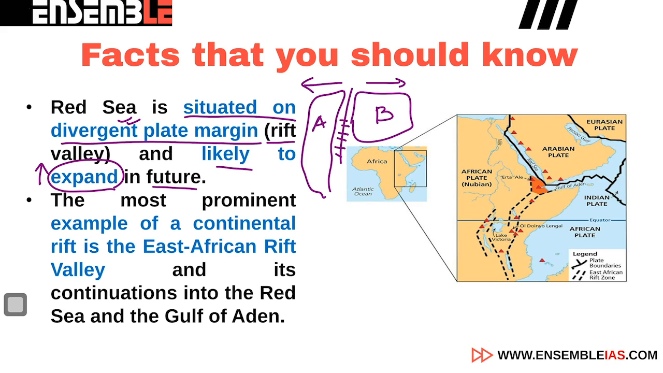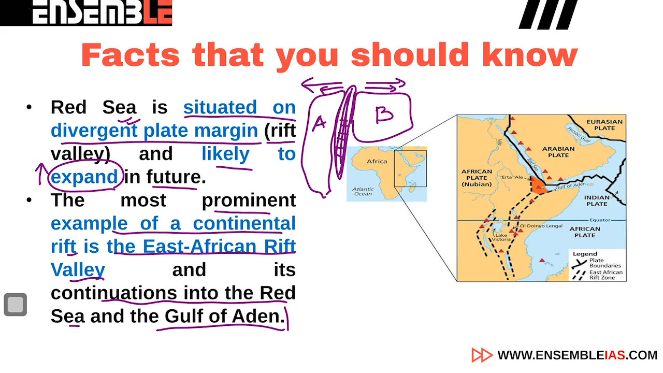So the Red Sea is situated on a divergent plate margin or rift valley, because due to the divergence of plates A and B, opposite to each other, a valley is created in between, which is known as a rift valley. The most prominent example of a continental rift is the East African Rift Valley and its continuation into the Red Sea and the Gulf of Aden.